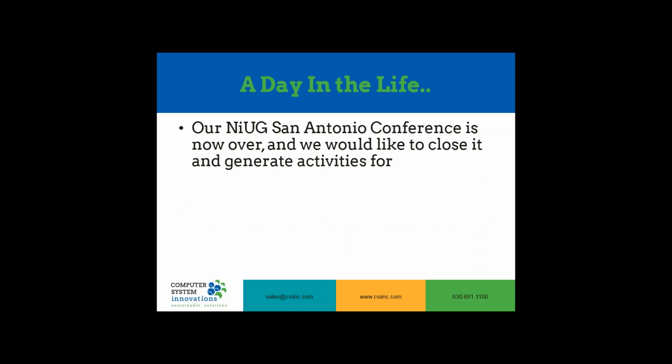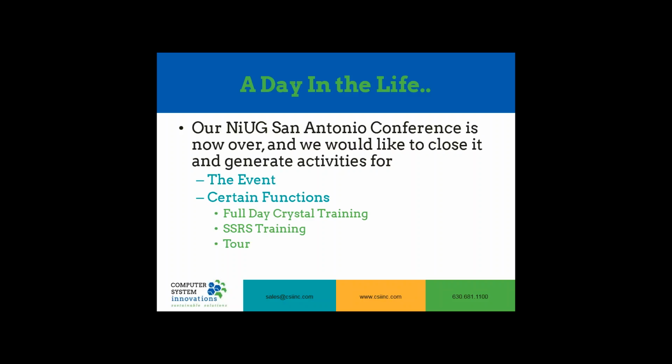We have a NIOG San Antonio. San Antonio is a city here in Texas, in the States, the state of Texas, sorry. And it's over. We had the event last week, and we need to close it, and we need to generate some activities. I'd like an activity for the event itself, and an activity for certain functions. Probably our full-day Crystal training, our SSRS training, the tour of the Alamo, and I've got some CEUs. There was a final exam for the SSRS training, and I need to create those CEUs.